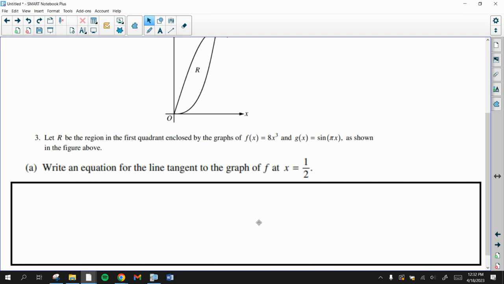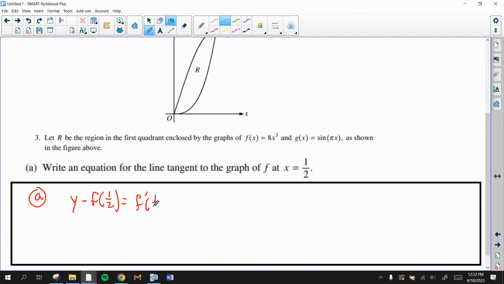The equation of the line tangent to the graph of f at x equals 1/2. So that's very simple. I'm not even going to worry about the graph yet. I'm just going to write down what the equation of the tangent line to the graph of f at x equals 1/2 is. It would be y minus f of 1/2 equals f prime of 1/2 times x minus 1/2.